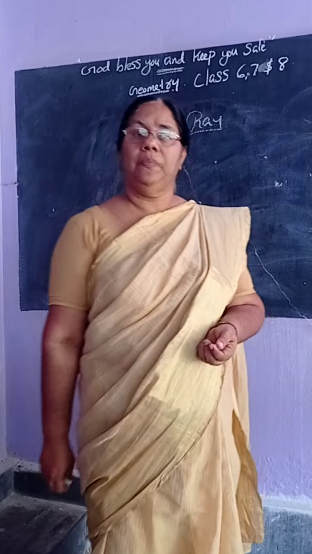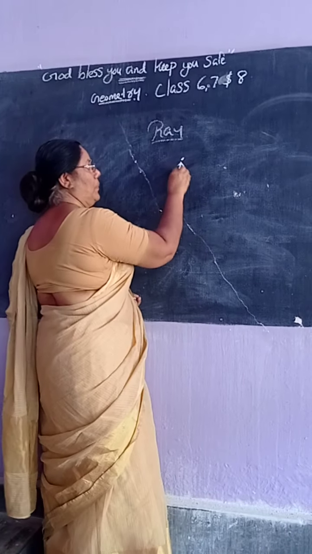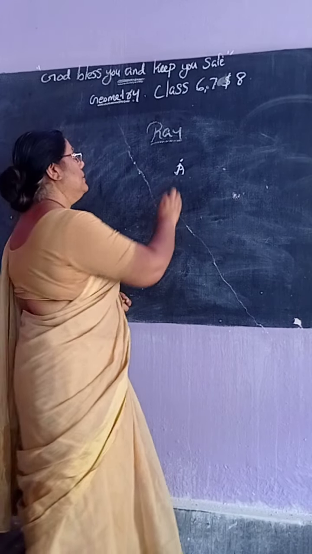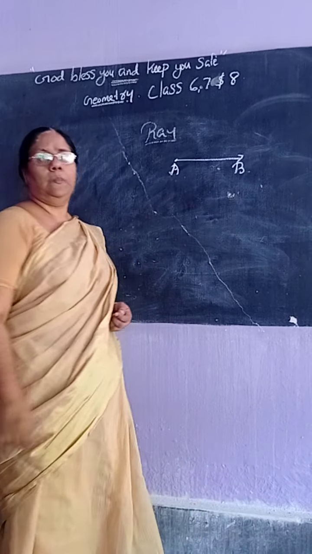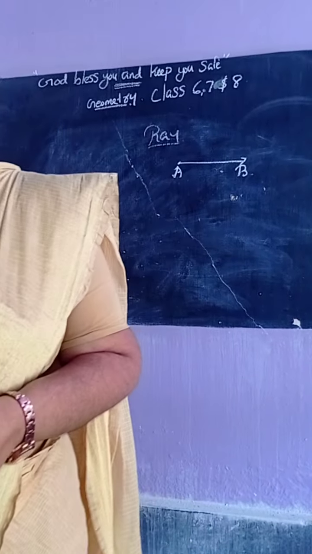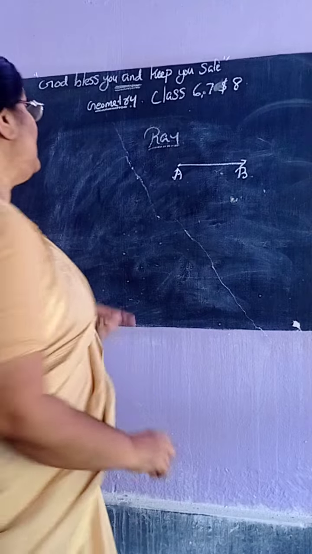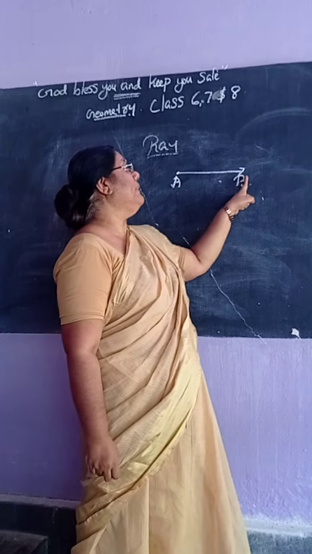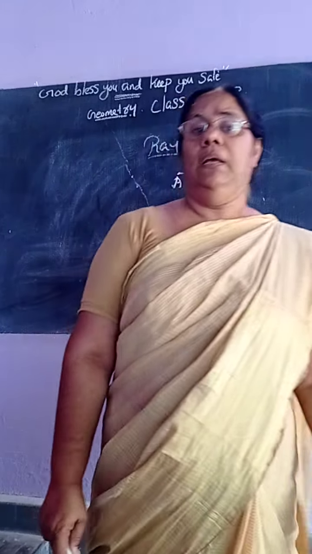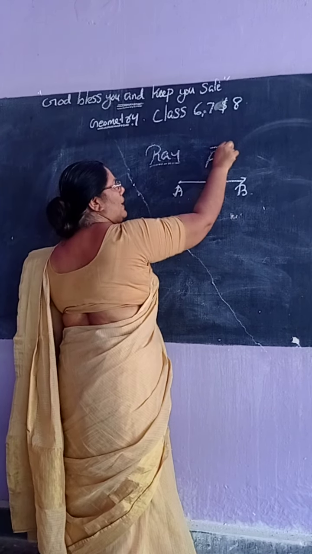Then the next one is a ray. What do we look here? A is the initial point, and if you draw like this, then this is known as a ray. A ray is a straight line which starts from A and moves in this direction. No end points. Therefore, this AB is known as a ray. AB is known as a ray.